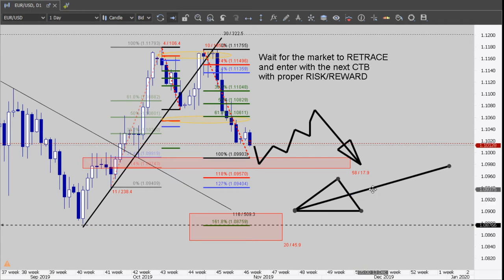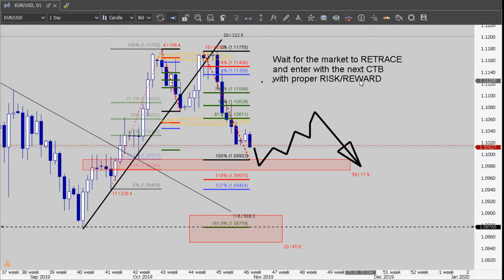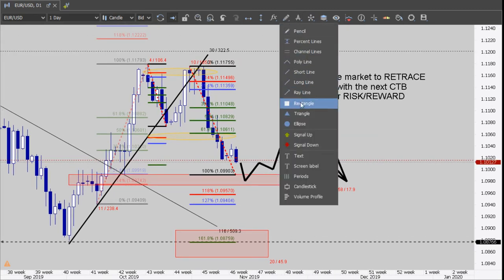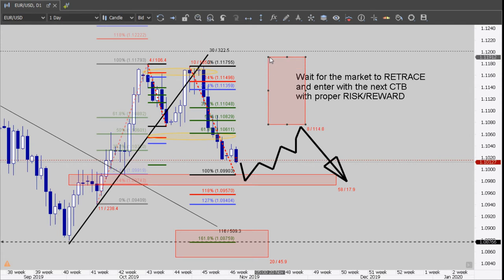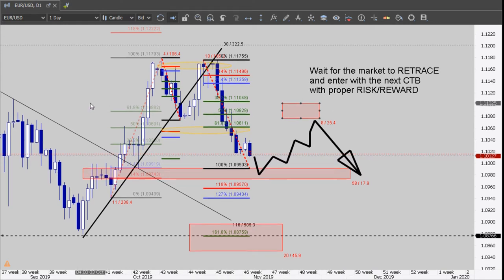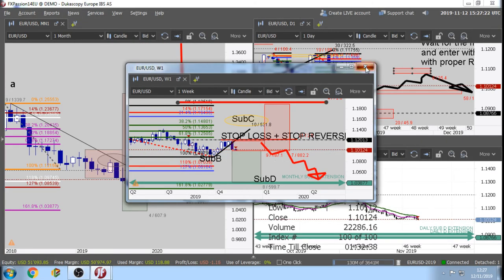Okay, everybody, this is the plan for Euro Dollar. Remember, you need to address your risk reward. If you can, put the stop loss above the A, or above the C. But remember, when you are inside the AB boundary, you are increasing your chances of being stopped out by 80%.